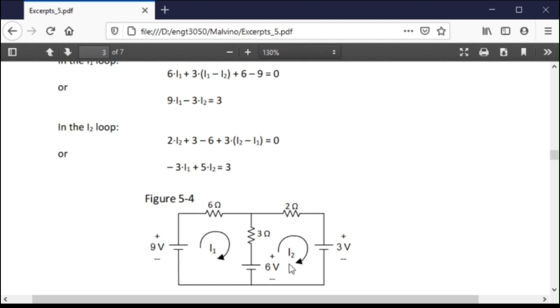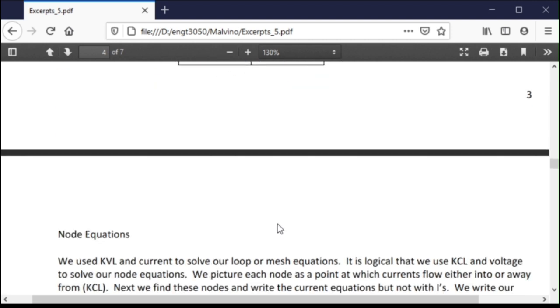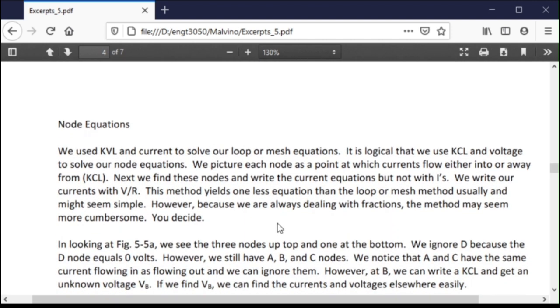In loop 2, we start up here: 2I2 plus 3 minus 6 plus 3I2 minus I1 equals 0. So we come around here. If we walk in from the minus side, we write minus. If we walk in from the plus side, we write plus. If it's a resistor, we just write plus, and away we go. All right, so that gives you an idea of mesh equations. Multiple unknowns, multiple equations. So you get 3 equations, 3 unknowns, 4 equations, 4 unknowns, whatever you get, but that's it.